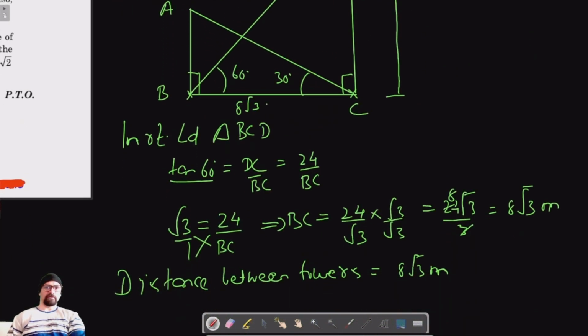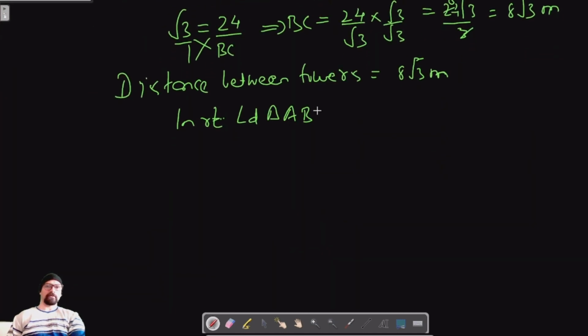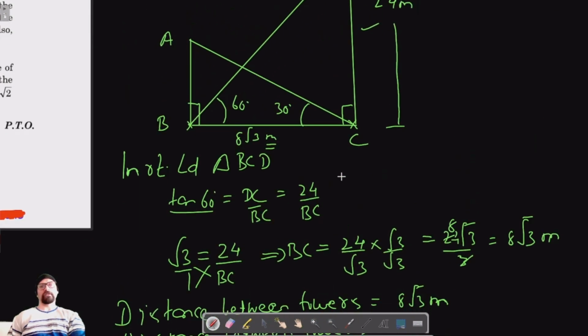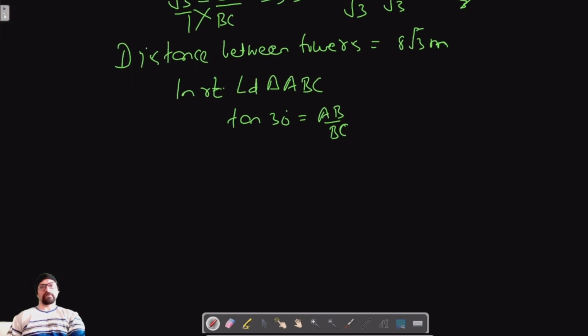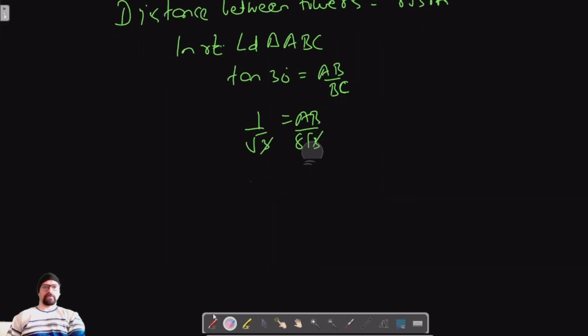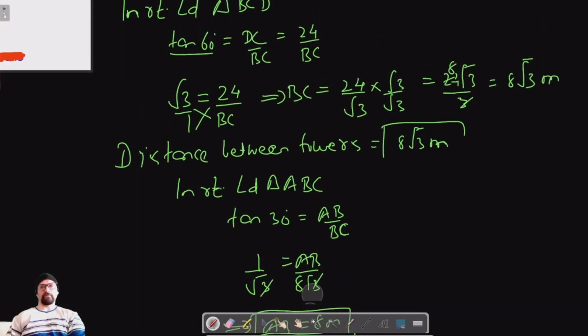So we have got BC, which is 8 root 3 meter. Now we can use the tan ratio in right angle triangle ABC, which is tan 30. So tan 30 is equal to AB by BC. Now tan 30 is 1 by root 3, and BC is 8 root 3, root 3 gets cancelled, which gives us AB is equal to 8 meters. So the height of the second tower is 8 meter and the distance between two towers is 8 root 3 meter.